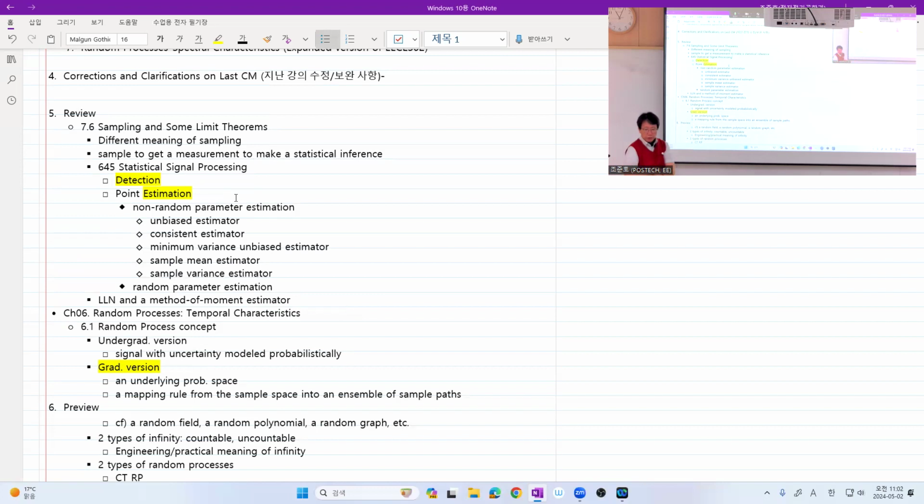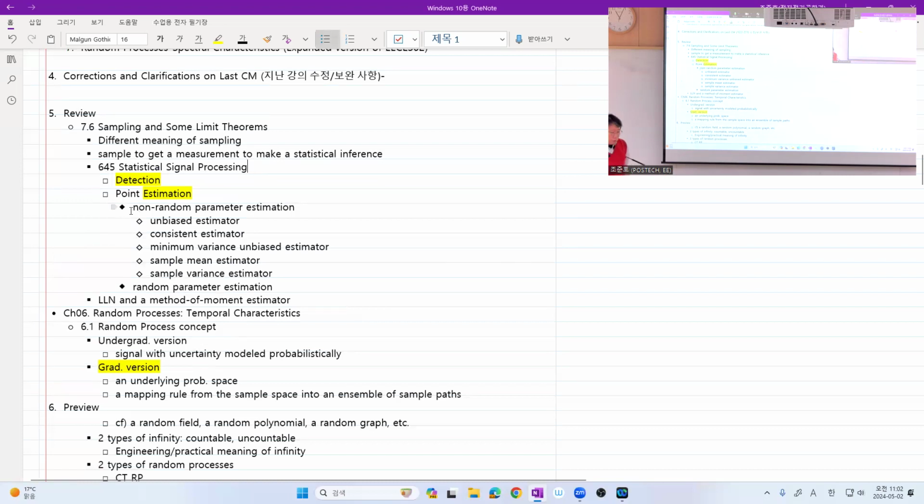I'm not sure I will offer it or not, but you had better check whether it is offered at the beginning of next semester. Currently, it's not yet given to the university.